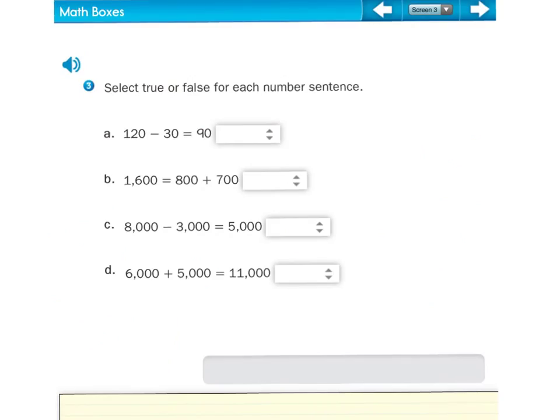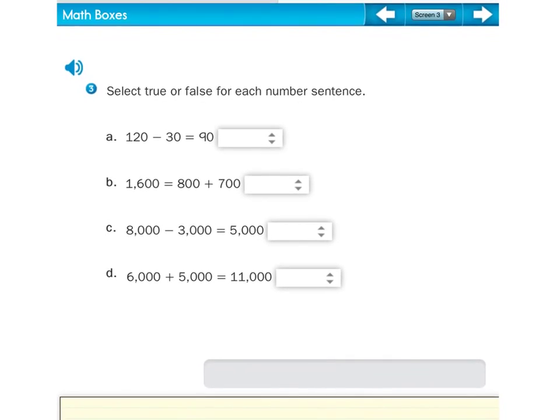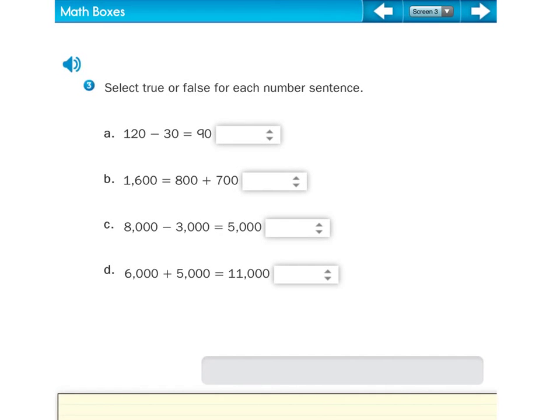Problem number 3 on your math journal says select true or false for each number sentence. And instead of selecting, since this is the digital version, in your journal you are writing the word true or false. So letter A asks us 120 minus 30 equals 90. Now some of you might be able to do that in your head. I'm going to show you how to do the work that goes along with that so that way you get into the habit of that. Oops, sorry, let me switch that tool. So I have 120 minus 30.